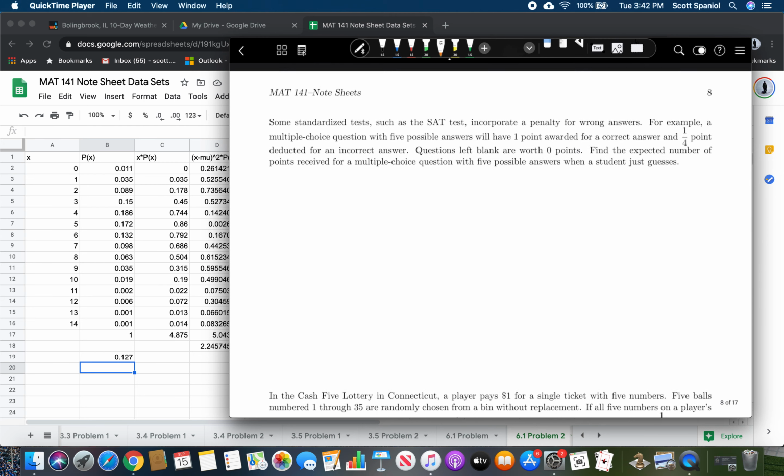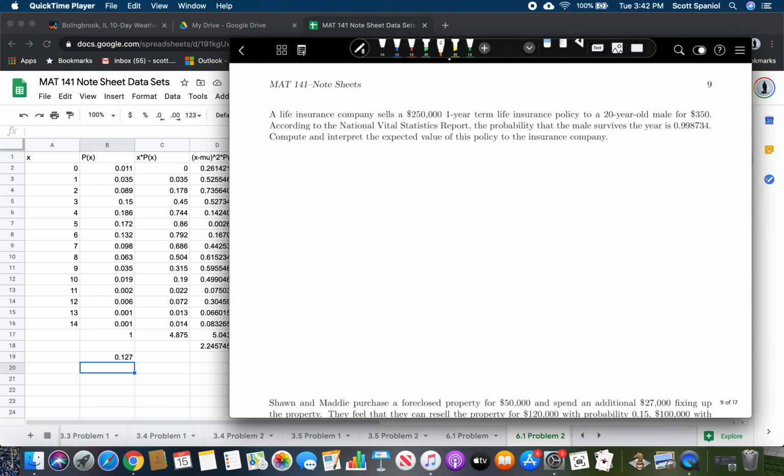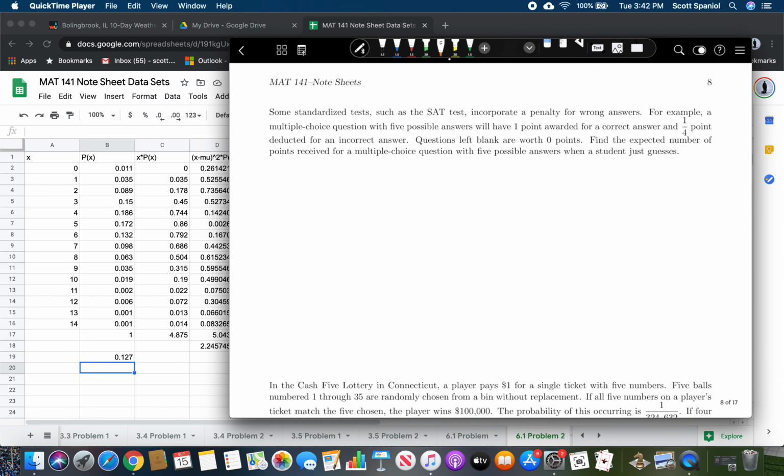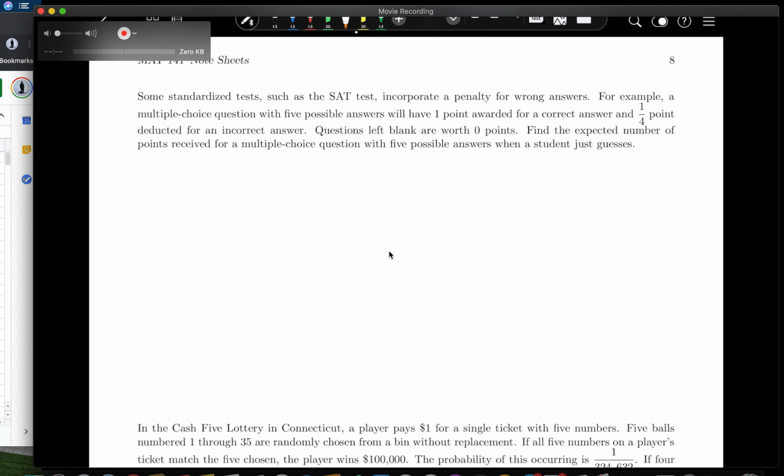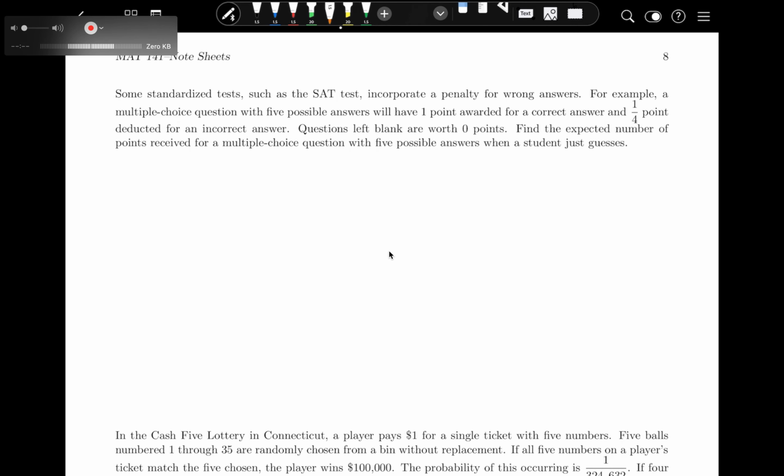Okay, so now, to finish off this section, the last thing we need to talk about is more about this idea of expected value. Expected value is the idea of using this mean to figure out what we expect to have happen.